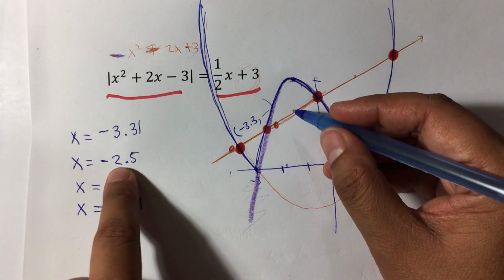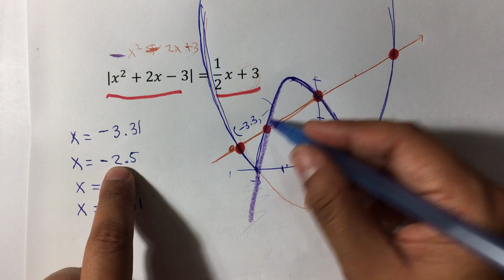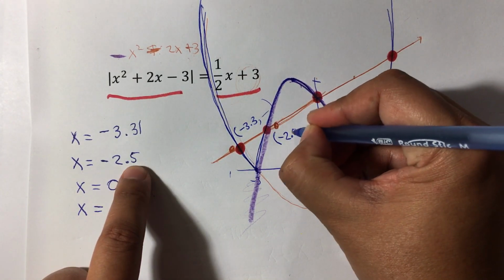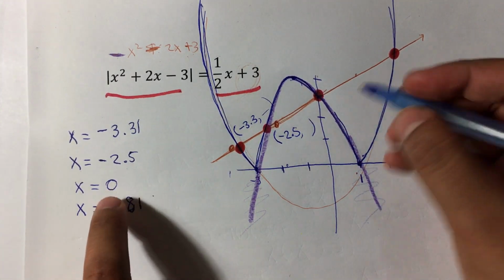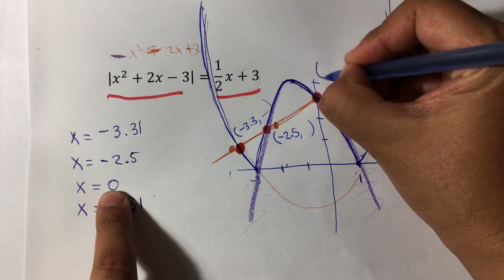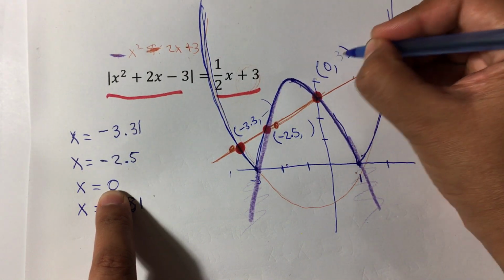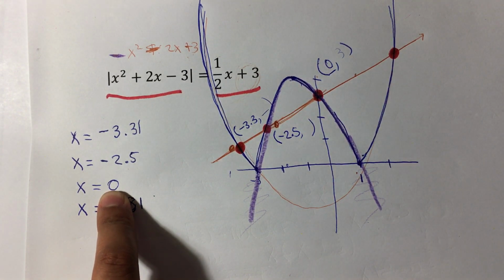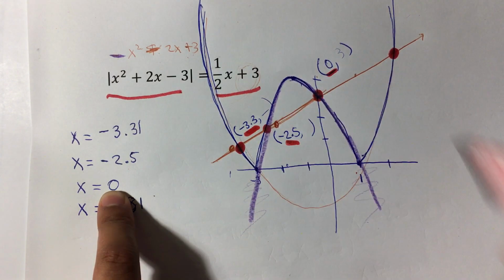And then for this one is -2.5, -2.5 is this one right here, -2.5. And then for y, it's another value. And then this one is 0. 0, we can see that it's at 0.3. Okay, but that's not what we're looking for. We're just looking for the x value. Okay, just the x coordinate of the whole coordinate. We're just looking at the x.